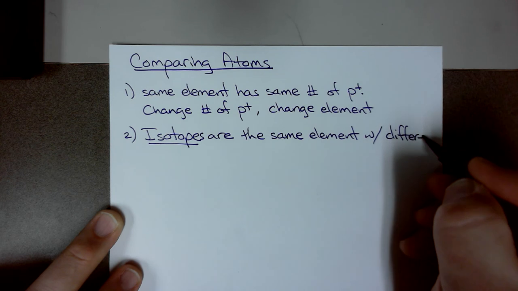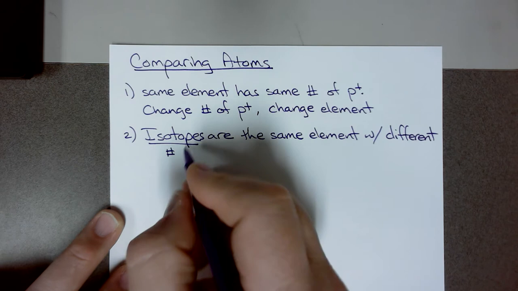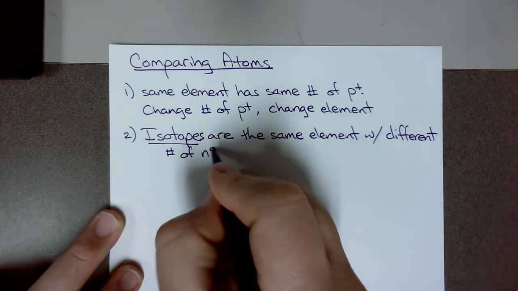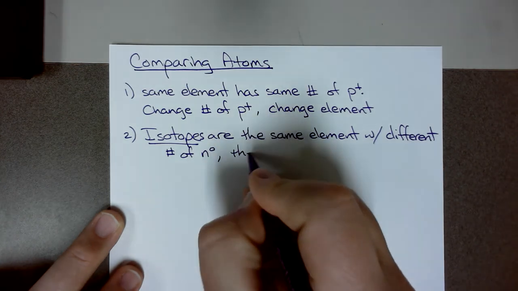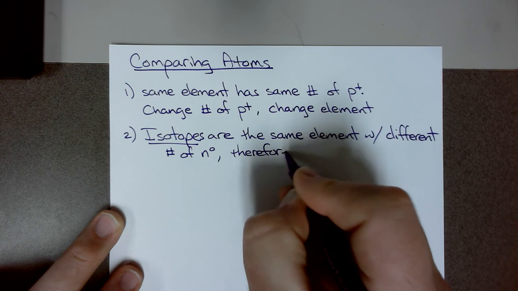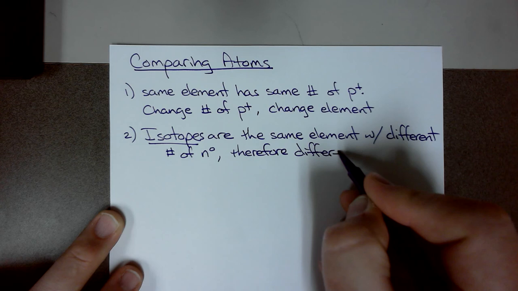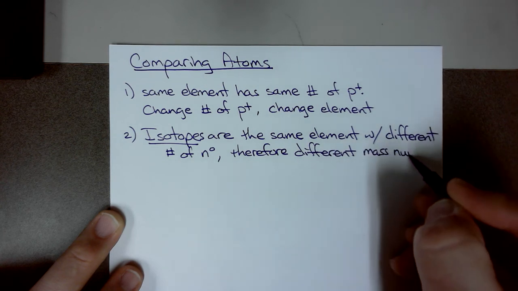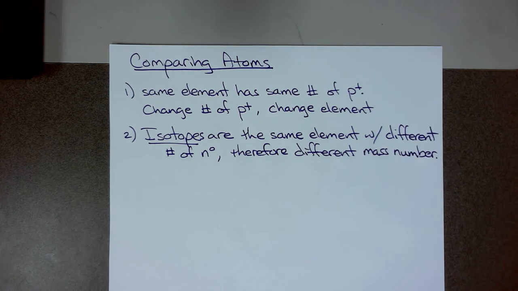In other words, if we change the subatomic particle neutron, it's still the same element, but it has a different mass. So therefore, a different mass number. So I can change the number of neutrons. It stays the same element, but it has a different mass.